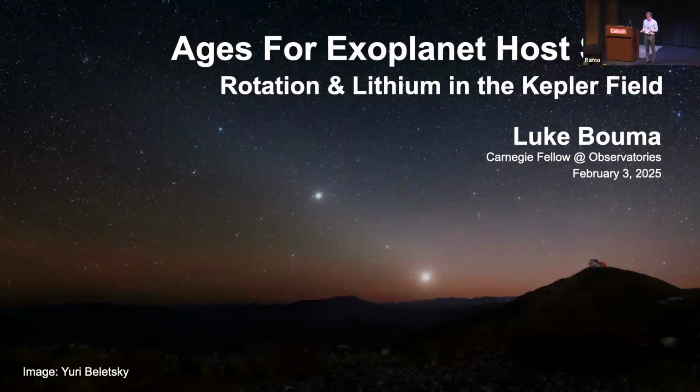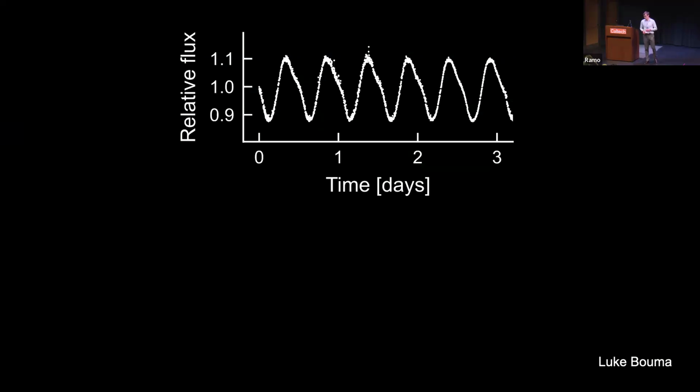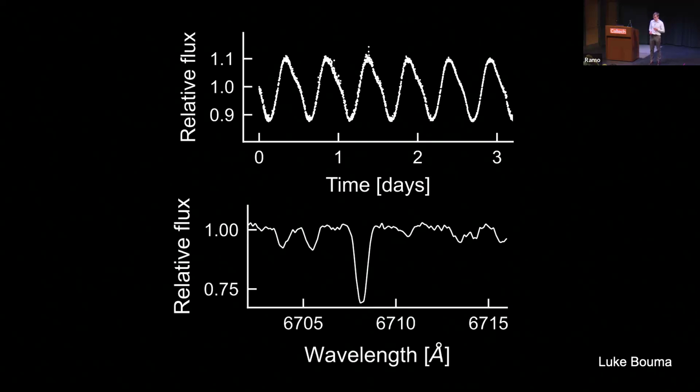My name's Luke. I'm a postdoc just up the street at the Carnegie Observatories. And today I want to talk about two methods for measuring stellar ages. One of them is using stellar rotation, which we can measure in light curves. The other is using stellar photospheric abundances of lithium, which we can measure from spectra.